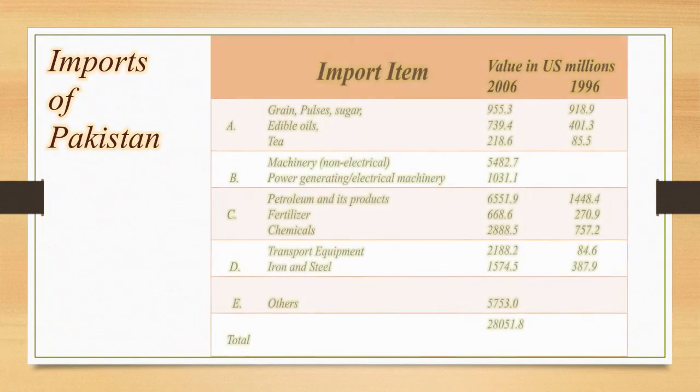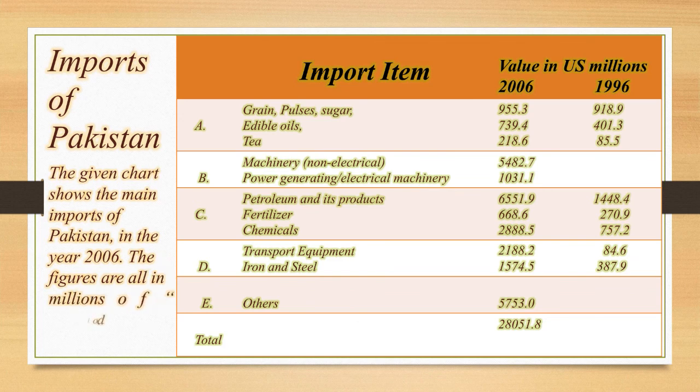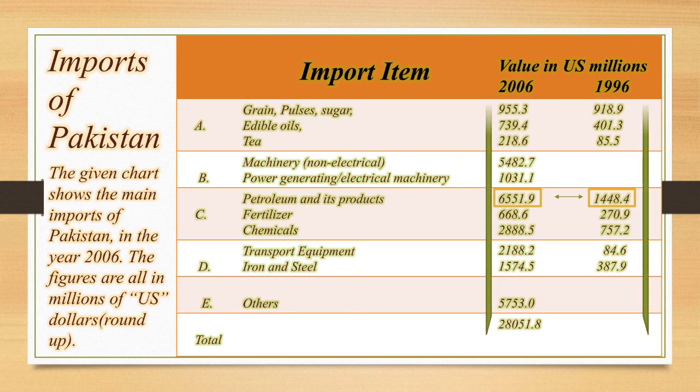Imports of Pakistan. The given chart shows the main imports of Pakistan in the years 2006 and 1996. The figures are in millions of US dollars, rounded up. Note the value of petroleum imports is almost twice as much or more than the other imported items. Others would include processed finished consumer goods such as food items, cosmetics, toys, chemicals, medicines, etc.